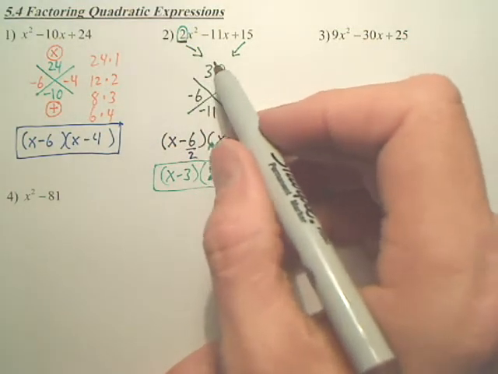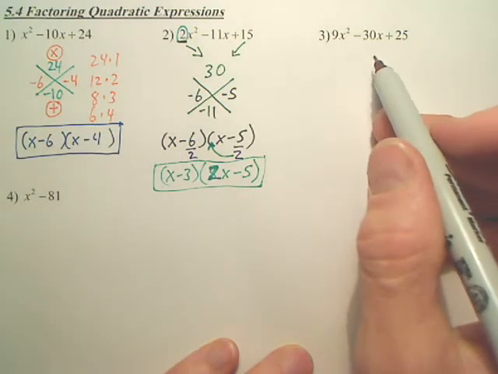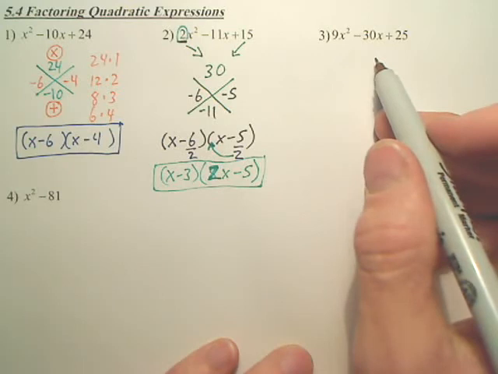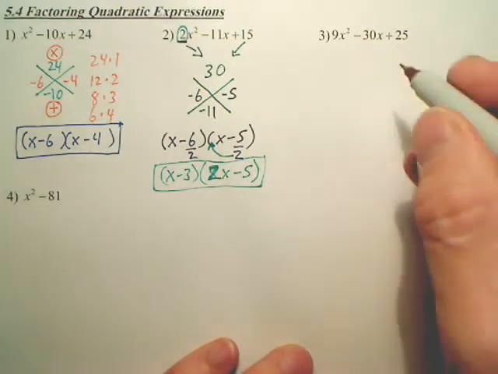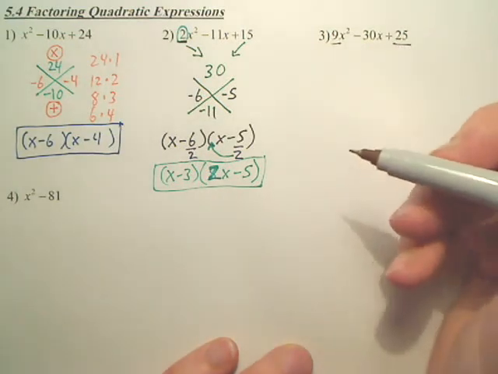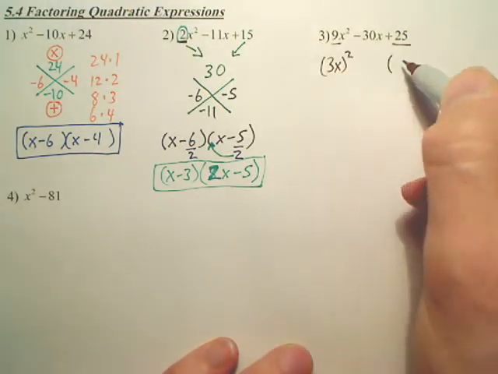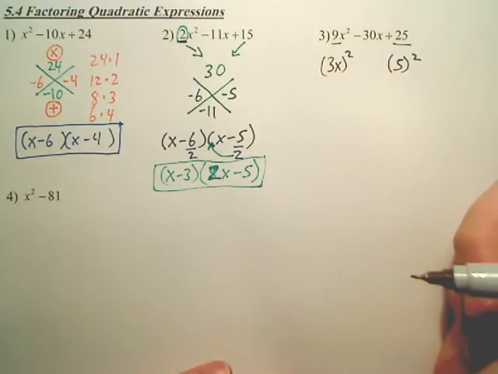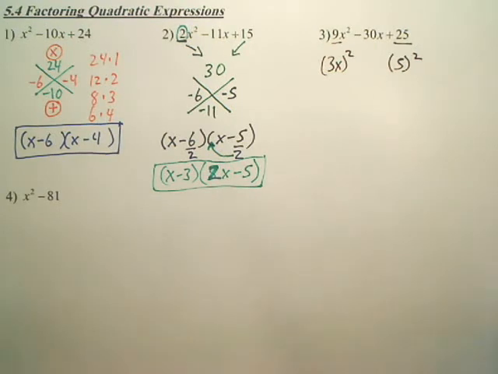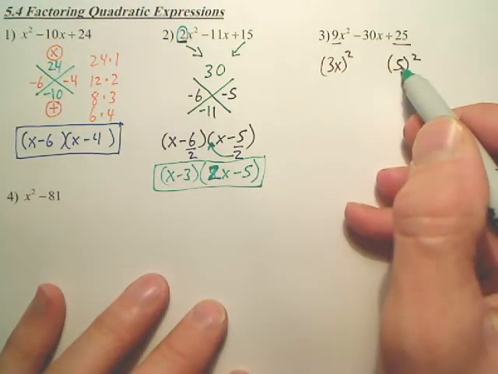You could do this process here for number 3. But this is actually something called a perfect square trinomial. And I want to show you a shortcut to certain types of problems. This one, if you look at these two pieces, are both squares. This is 3x squared, and this is 5 squared. Okay. If you get a trinomial where this is squared and this is squared, you want to check something because it will make your factoring a lot easier.